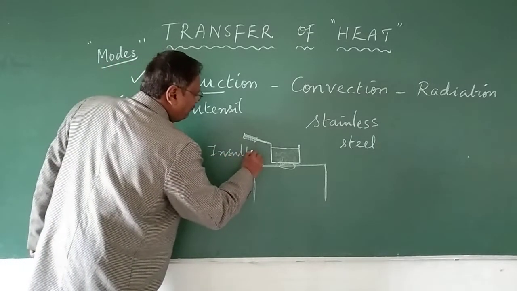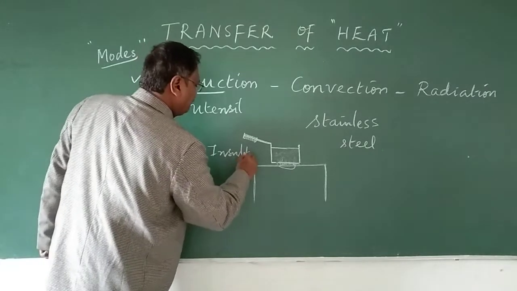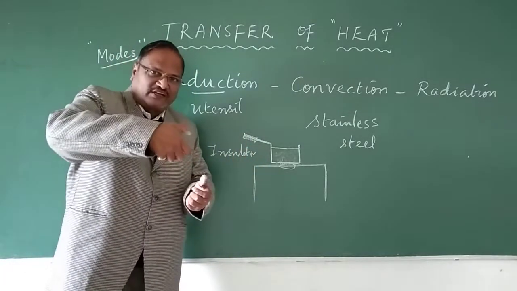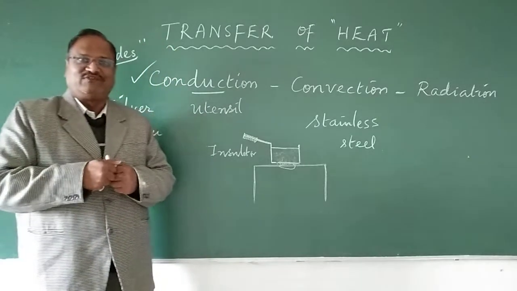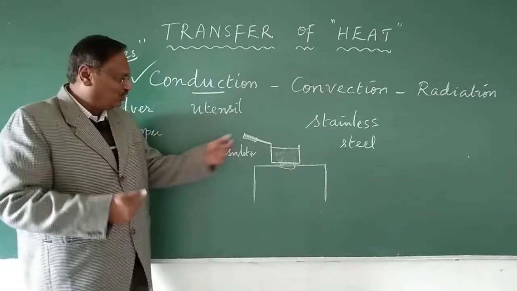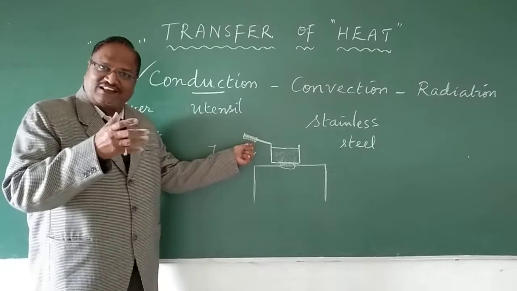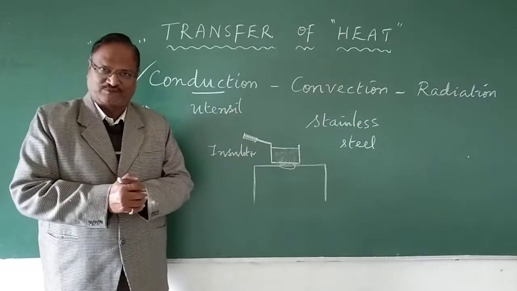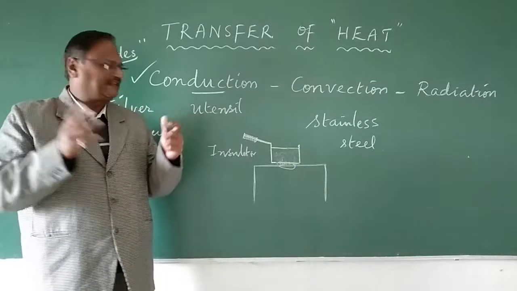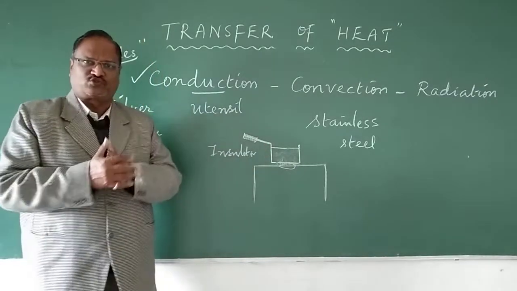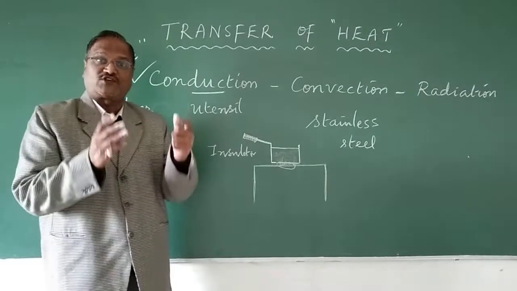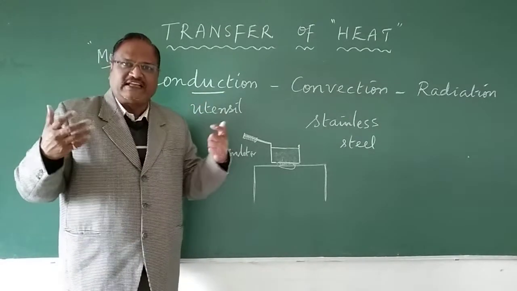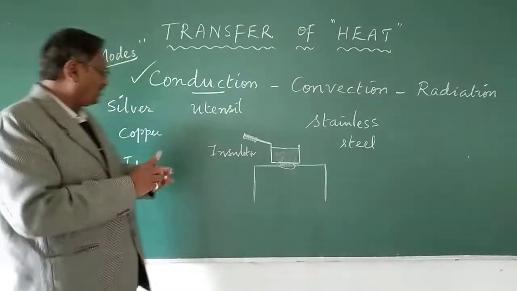Why is it made up of an insulator? So that our hands will not get burnt, right? We will not get the heat. So you will find that the handle of the utensil is usually an insulator. That is one of the simple examples where insulators are used. Now, different materials are there, with different characteristics.